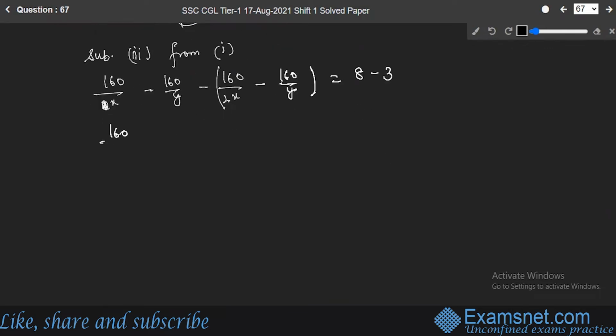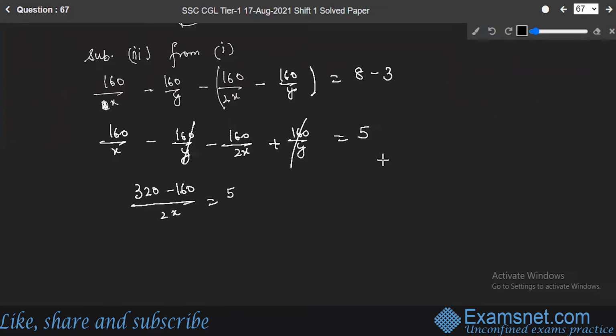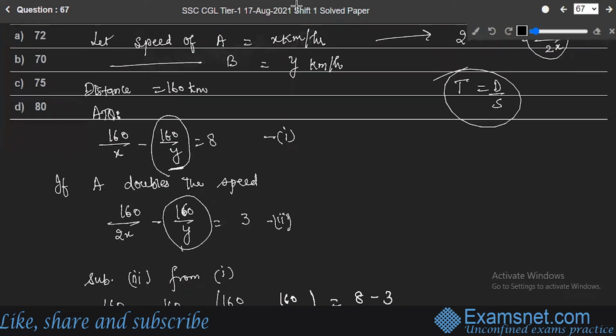Let's open: 160 upon x minus 160 upon y minus 160 upon 2x plus 160 upon y is equal to 5. They will cancel, and when you take the LCM, (320 minus 160) upon 2x is equal to 5, which gives you 160 is equal to 10x, or x is equal to 16. Yes, it is speed, right? Yes, 16 kilometers per hour. This is the speed of A. A's speed we assumed as x, so it came out to be 16 kilometers per hour.